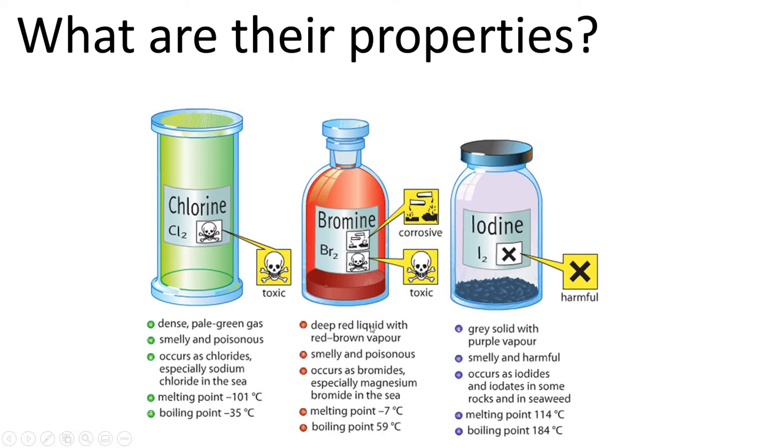Bromine is a red liquid, with a red-brown vapour on top of that, so it boils quite easily. It's smelly and poisonous. It occurs as bromides. Iodine is a grey solid with purple vapour, smelly and harmful, and occurs as iodides.